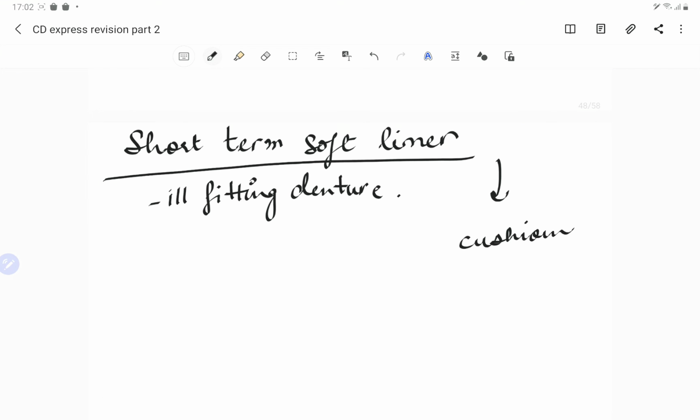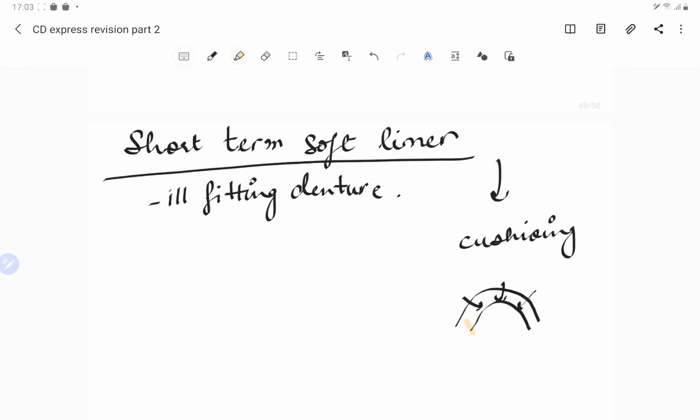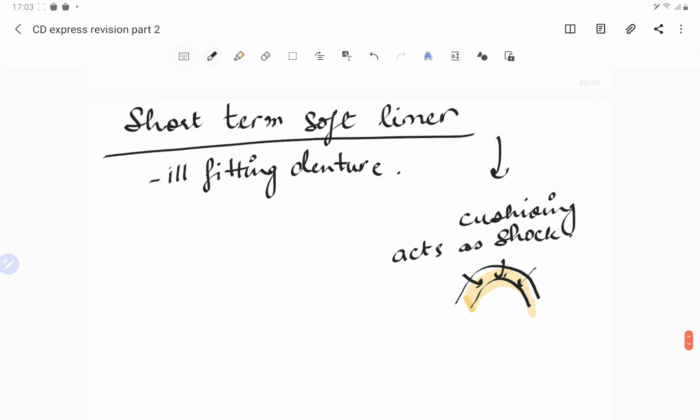The purpose is that it is like a soft gel. Whenever the denture is sitting on the tissue surface, there are some pressures which are coming on the tissue surface, right? So what we are doing actually is placing this tissue conditioner so that there is a cushioning effect. This tissue conditioner acts as a shock absorber. So they are going to absorb the shock because they are gel.